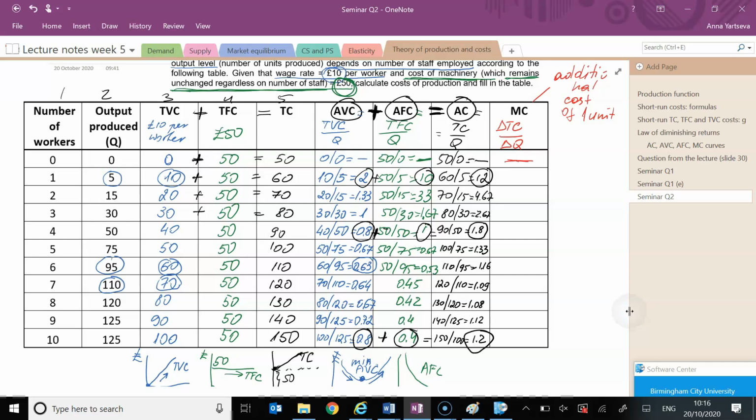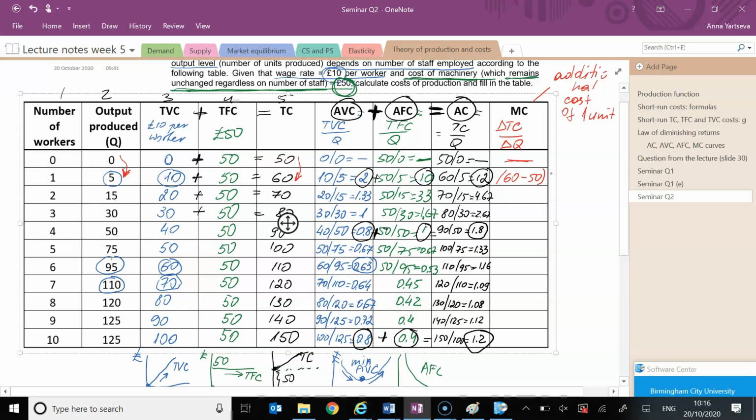Second number here. Our output increased from 0 to 5. So change in output will be 5. And total cost increased from 50 to 60. This is what we are going to analyze. I'm color coding again to make it easier for you to follow me. Total cost went up from 50 to 60. This is change in total cost. This is our numerator.